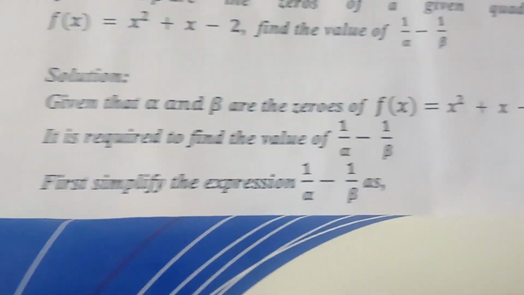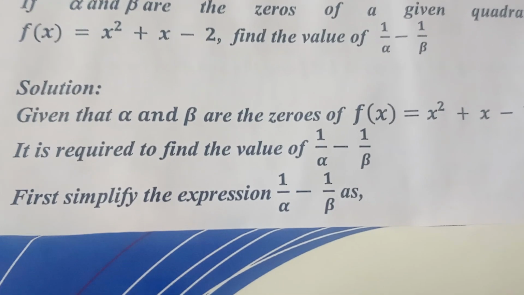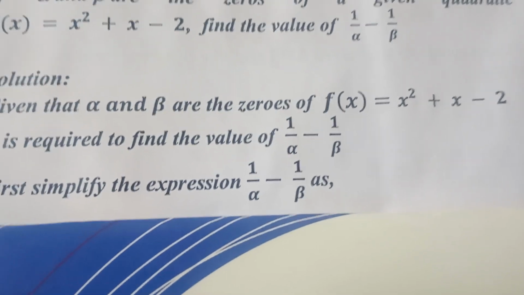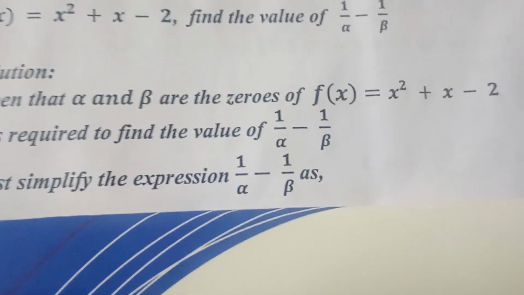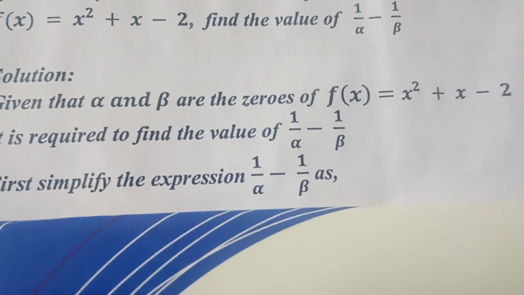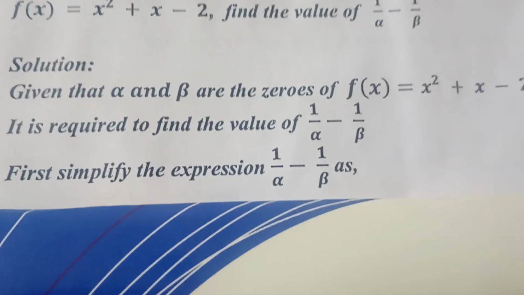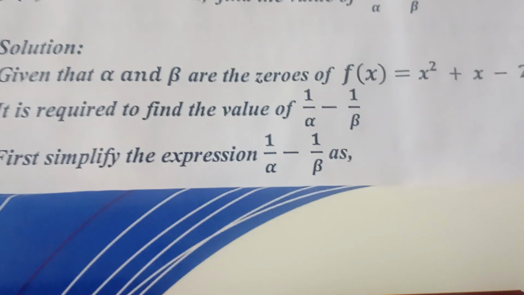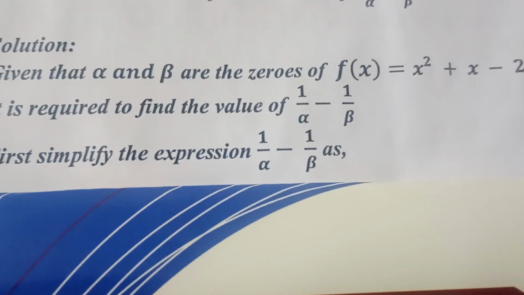The solution is this. Given that alpha and beta are the zeros of f of x equal to x squared plus x minus 2. It is required to find the value of 1 by alpha minus 1 by beta. The first step is to simplify the expression 1 by alpha minus 1 by beta. The way we have to simplify this would rather be an easy process.